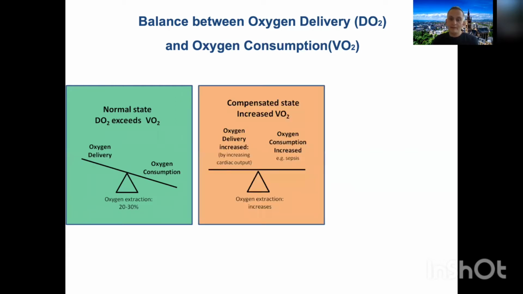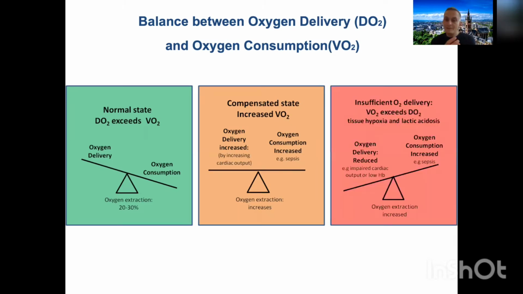However, in a situation where there's increased oxygen consumption or increased oxygen demand, for example, in sepsis, then the oxygen delivery and the oxygen consumption may start to level out. And that is possible because oxygen extraction can increase without necessarily needing an increase in oxygen output, or the cardiac output may be able to adjust as well.